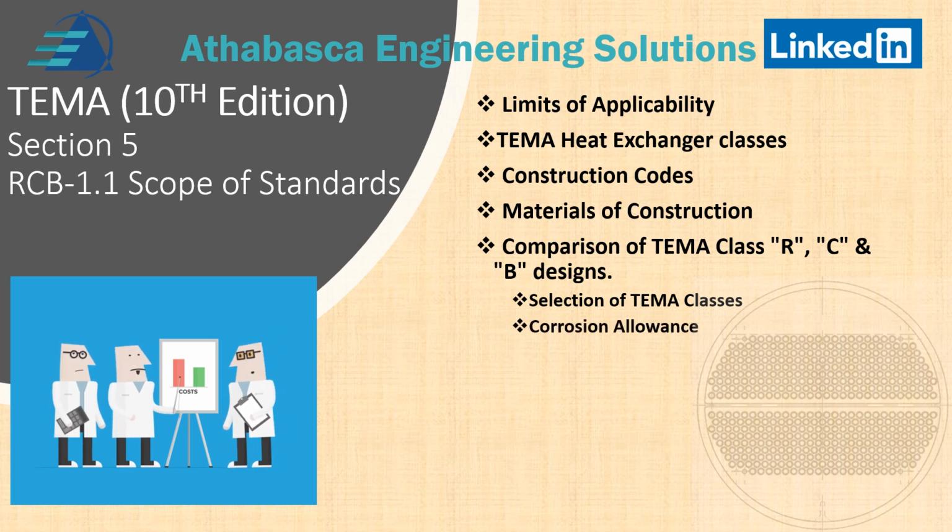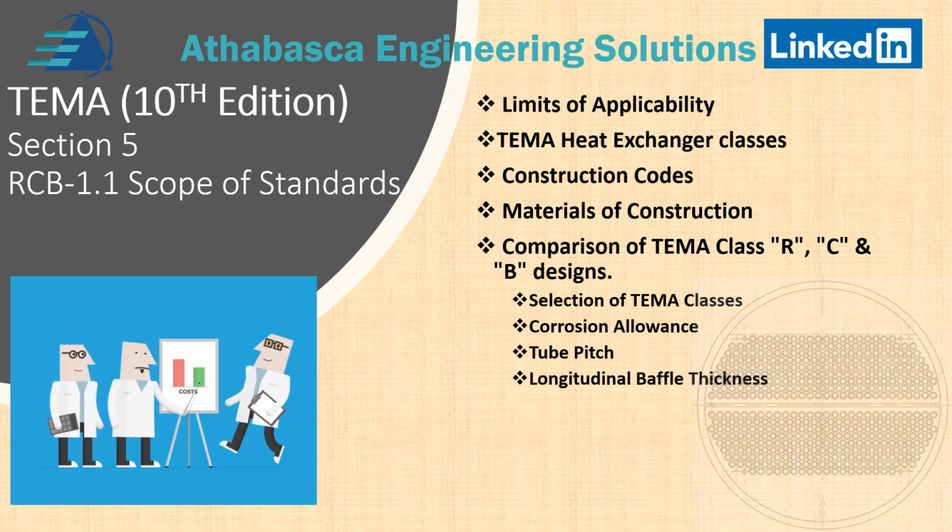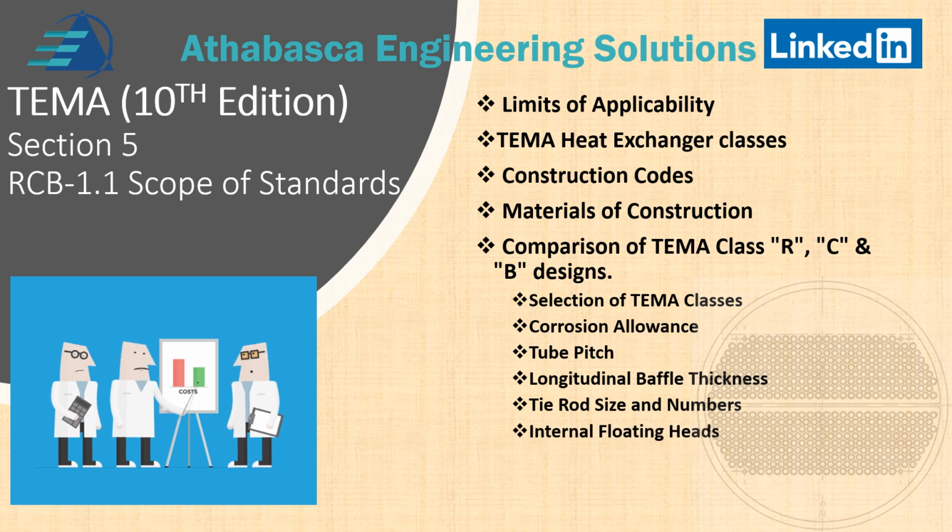We'll look at the corrosion allowance, how it varies from R to C to B. Look at the tube pitch. We'll look at the longitudinal baffle thickness. Look at the tie rod size and numbers. We'll look at the floating heads. So let's begin.